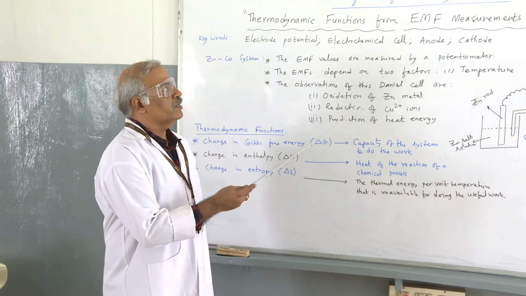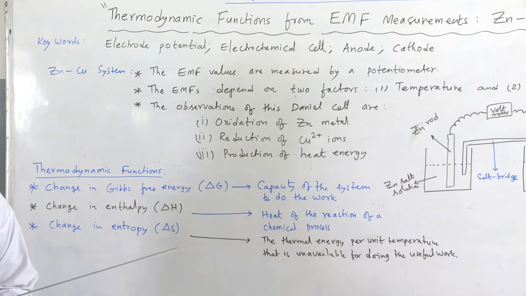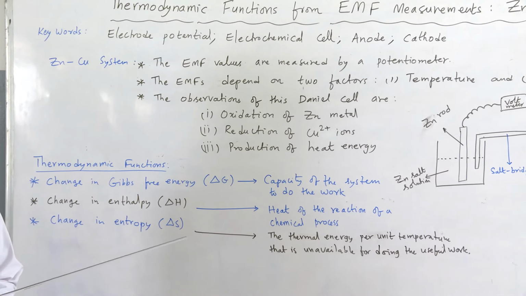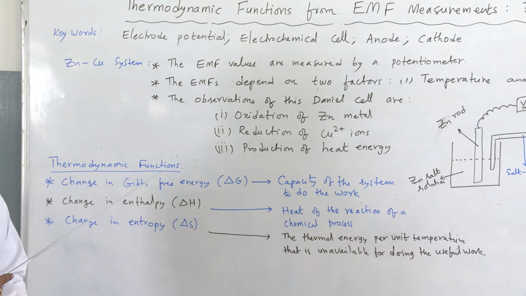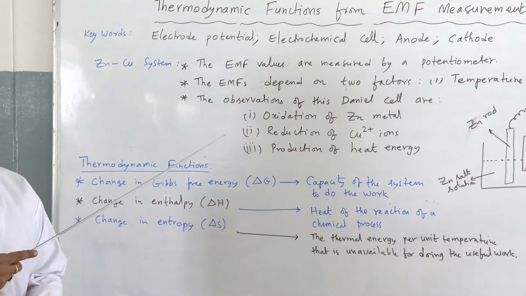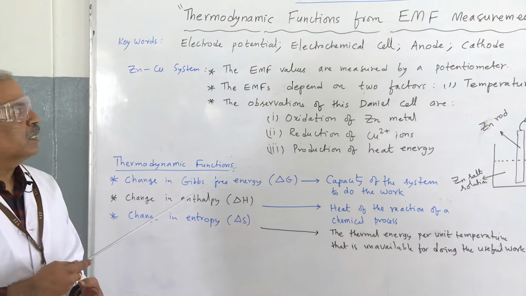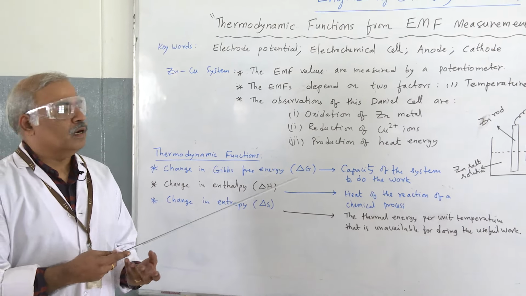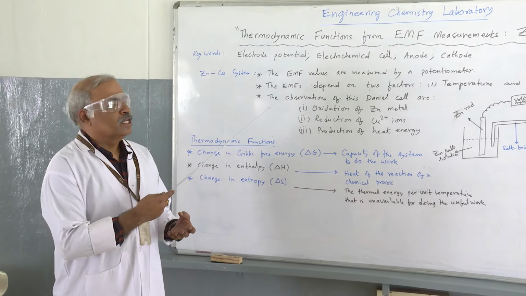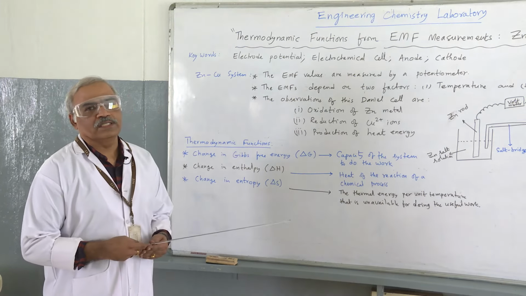For the zinc copper system, zinc will act as the anode and copper will act as the cathode. The EMF values can be measured by a potentiometer, and the EMF depends on two factors, that is temperature and the concentration of the electrolyte solution. The observations of this Daniell cell or galvanic cell are oxidation of zinc metal, reduction of copper 2+ ions to copper metal, and production of heat energy.